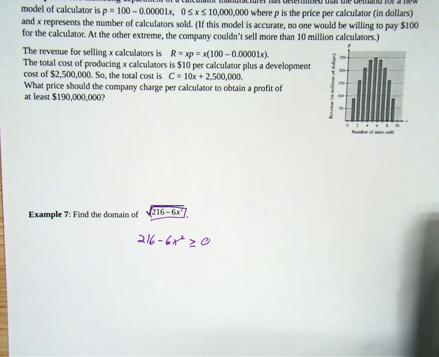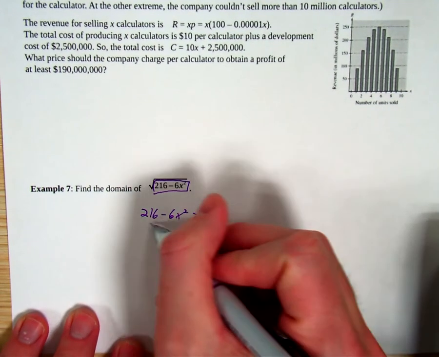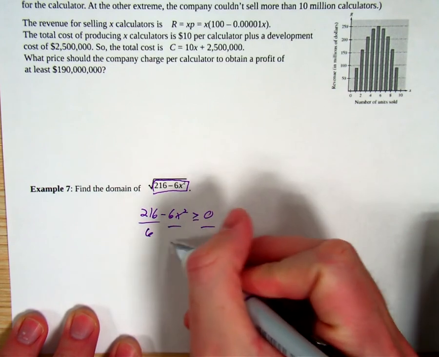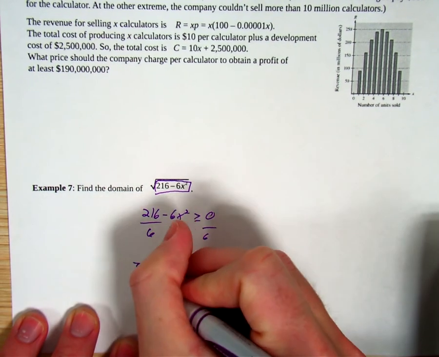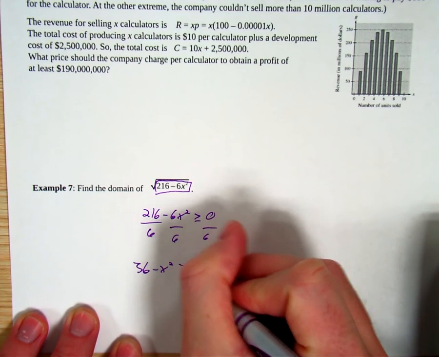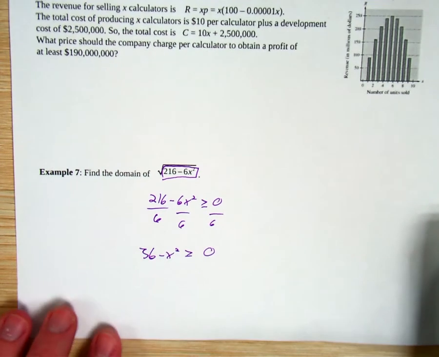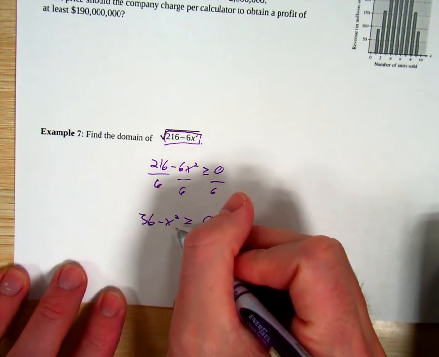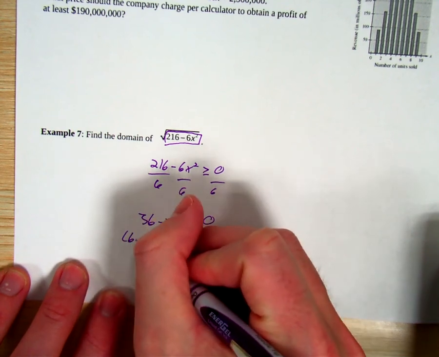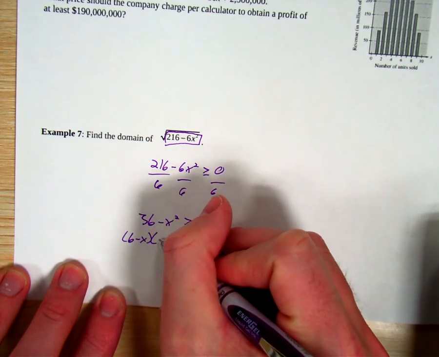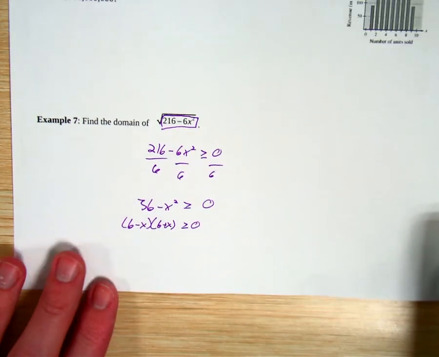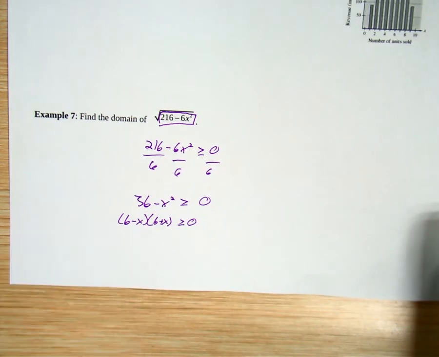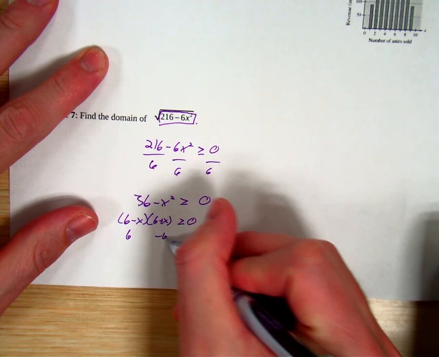Okay, so we could start off by dividing everything by 6. That's not completely obvious, but we could do it. 0 divided by 6 is still 0. This is going to drop it down to 36 minus x squared. What we have now is a difference of squares, but it's in the other order than what we're used to. 6 minus x, 6 plus x. All right, so our answers here are 6 and negative 6.